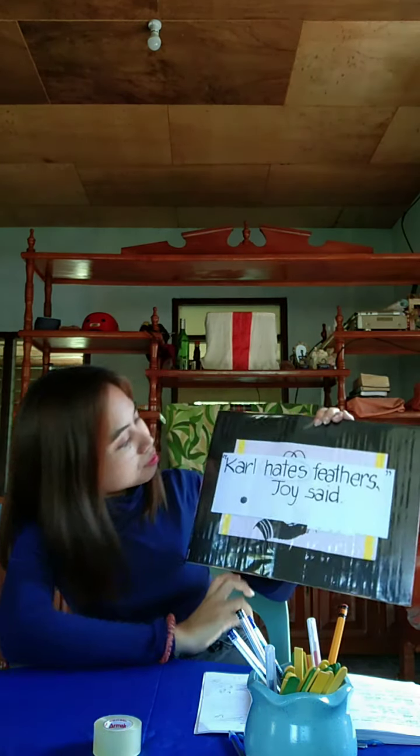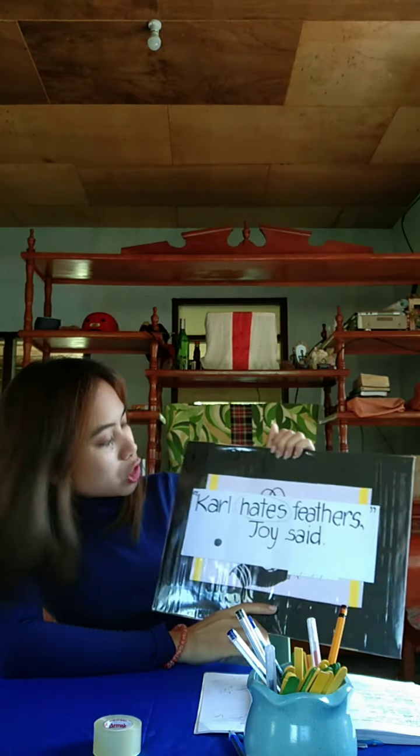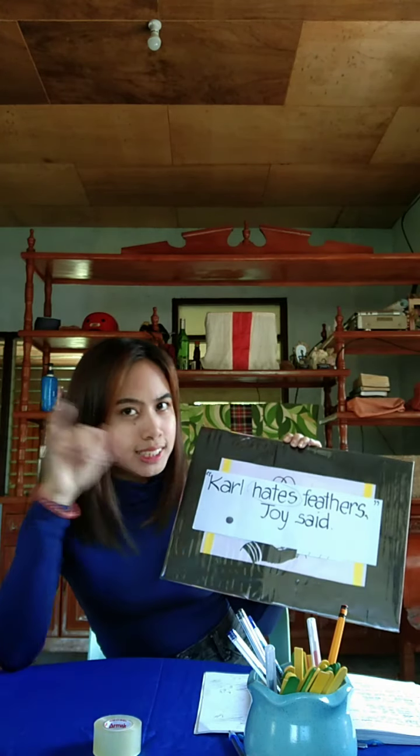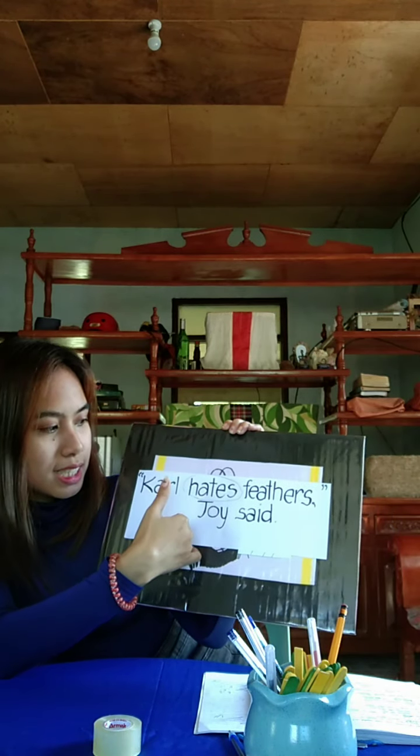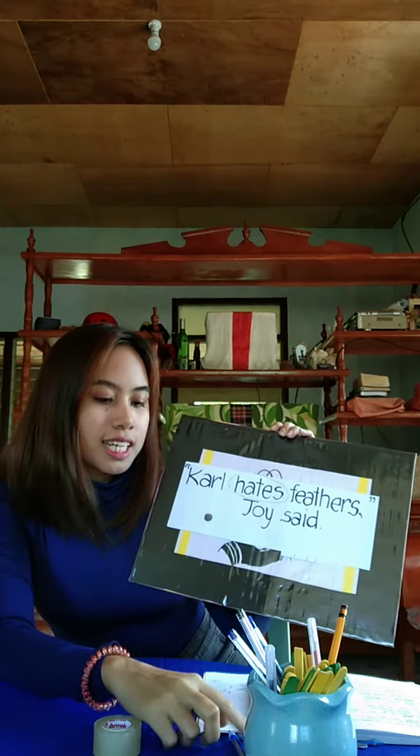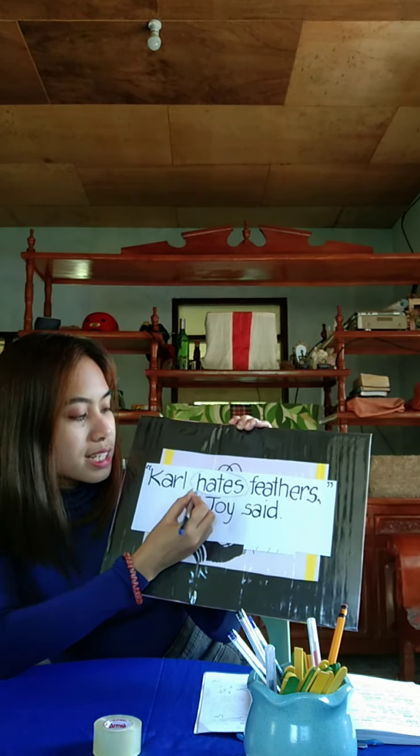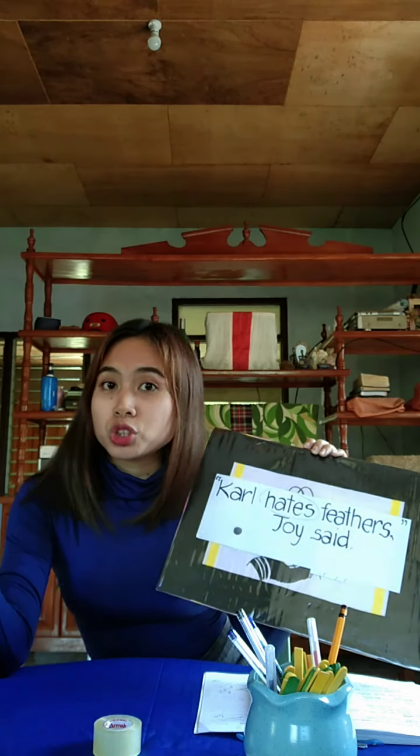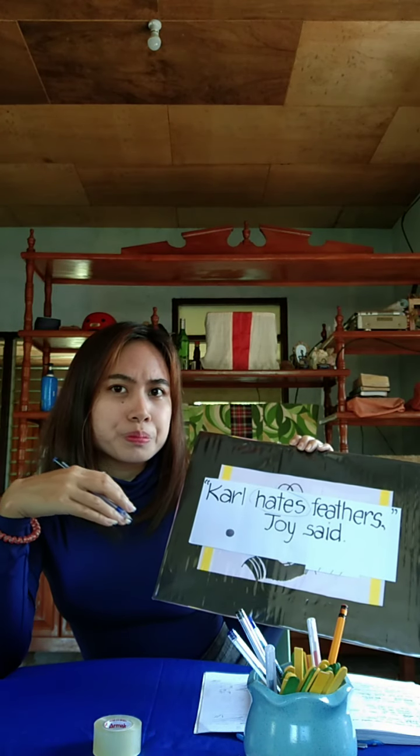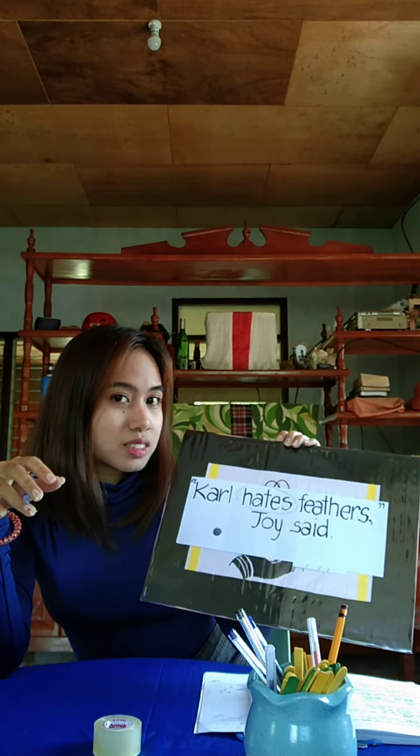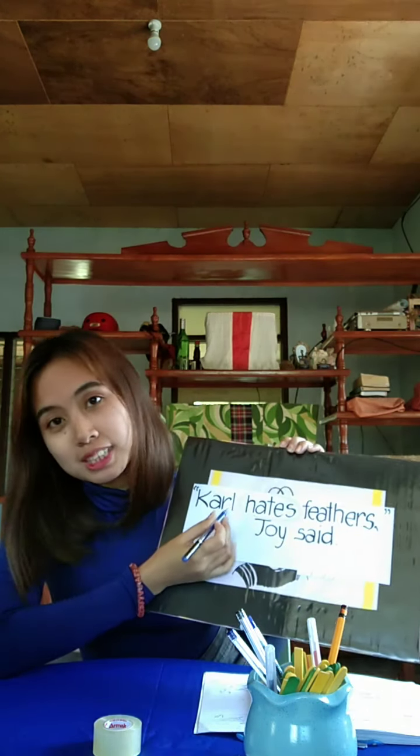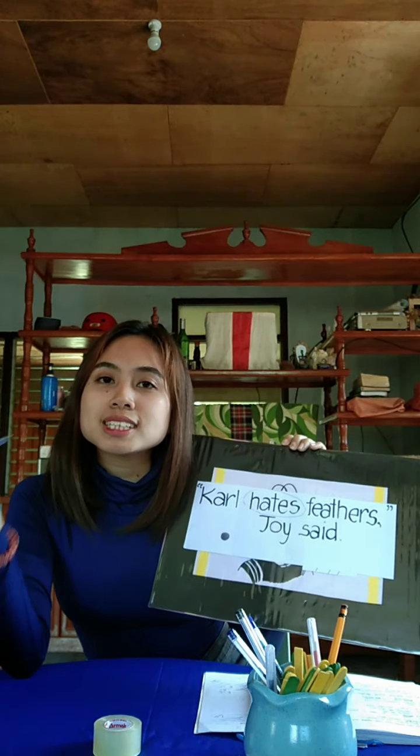We have here a direct speech. "Carl hates feathers," Joy said. So the first step, identify the verb. What is the verb in this? It's hates. This is our verb. So next, identify the verb tense. What is the tense of hates? Is it future, past, present? What do you think? This is present simple. Hates is present simple.